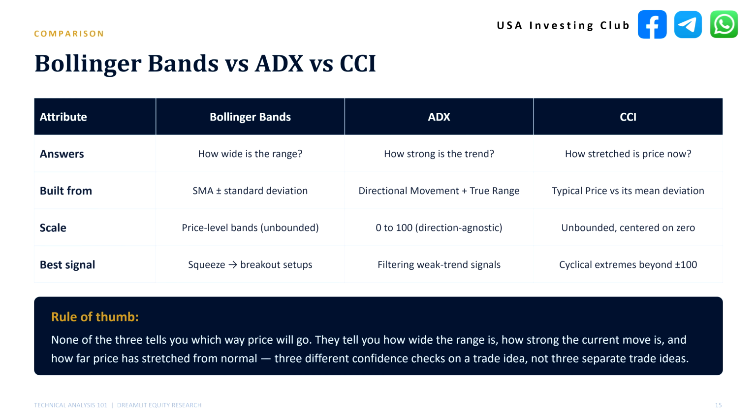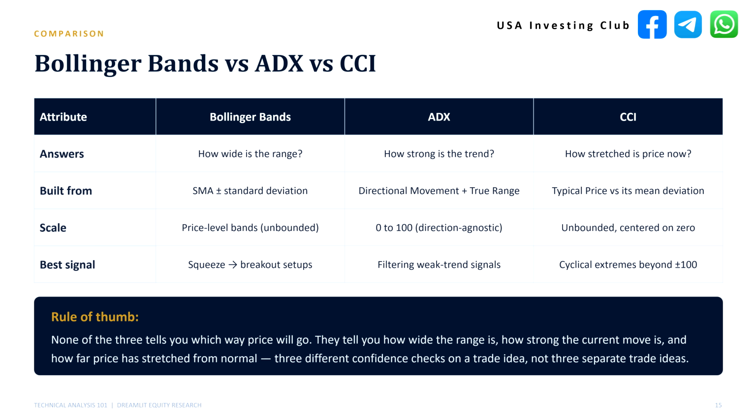Let's put all three of today's tools side by side, because seeing their differences explicitly sharpens your understanding of each one individually. On what they answer, Bollinger Bands ask how wide the range is. ADX asks how strong the trend is. CCI asks how stretched price is right now. On construction, Bollinger Bands are built from the SMA plus or minus standard deviation. ADX is built from directional movement and true range. CCI is built from typical price against its own mean deviation.